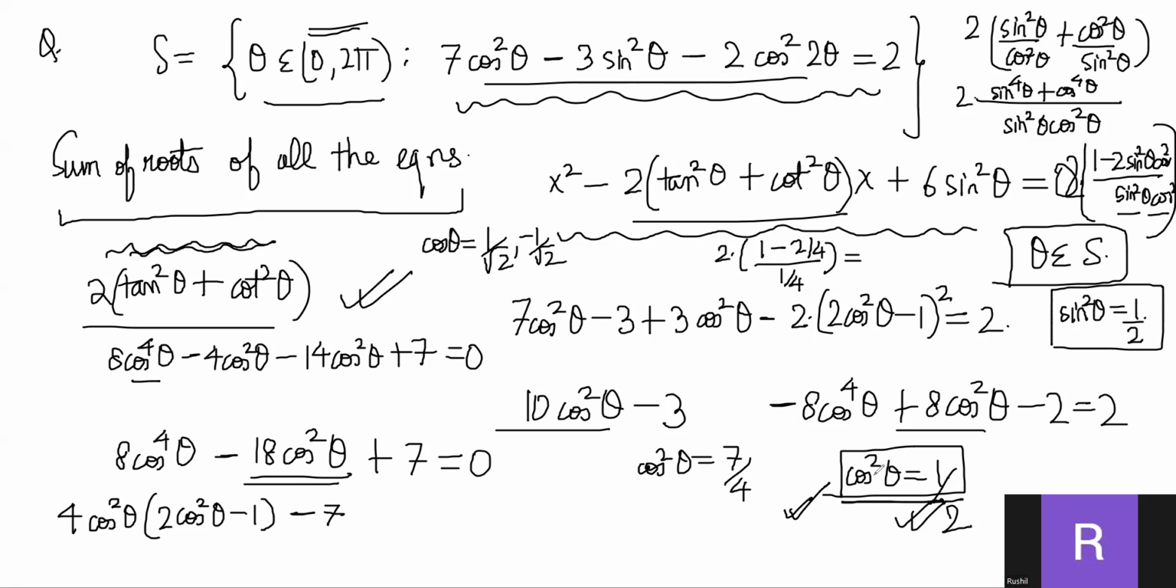Basically, in 0 to 2 pi, cos square theta will be half twice in this range, correct? It'll be half 4 times, right? No. How will it be half 4 times? I can have pi by 4, 3 pi by 4, 5 pi by 4, and 7 pi by 4.